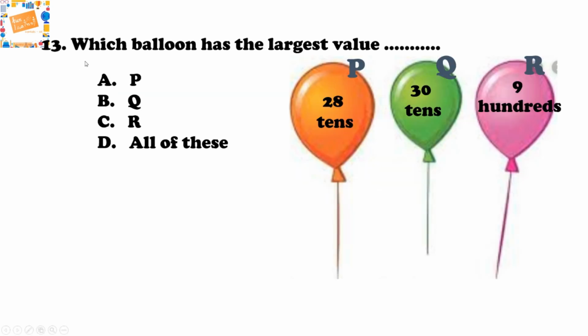Let's look at the next question, which reads, which balloon has the largest value? So we have P, Q, R with some numerals written on them: 28 tens on P, 30 tens on Q and 9 hundreds on R. So is it option A, P? Option B, Q? Option C, R? Or option D, all of these have the largest value? The time starts now.